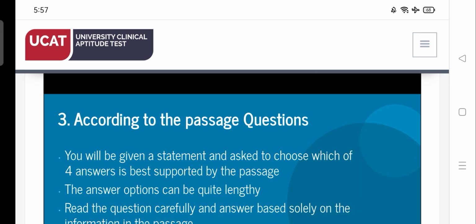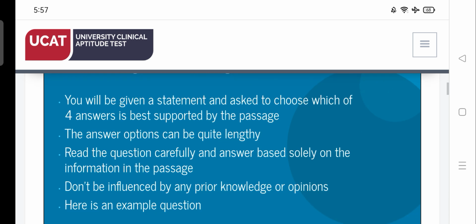Next we have "according to the passage" questions. You will be given a statement and asked to choose which of four answers is best supported by the passage. The answer options can be quite lengthy. Read the question carefully and answer based solely on the information in the passage. Don't be influenced by any prior knowledge or opinions.